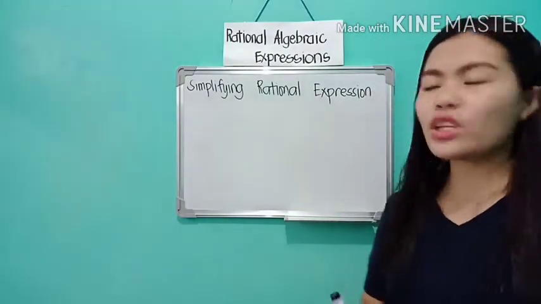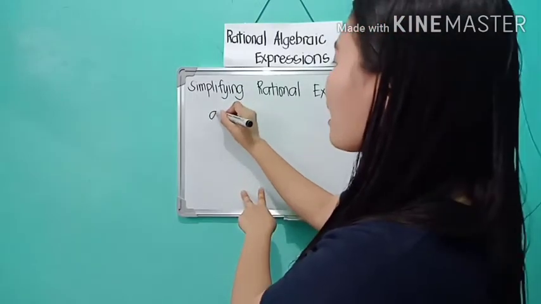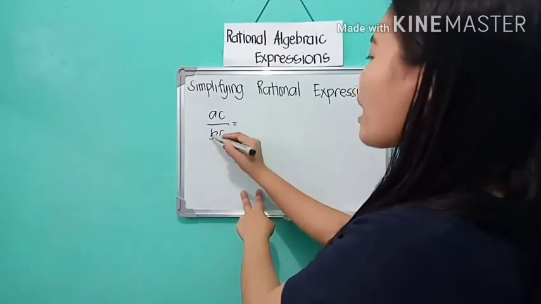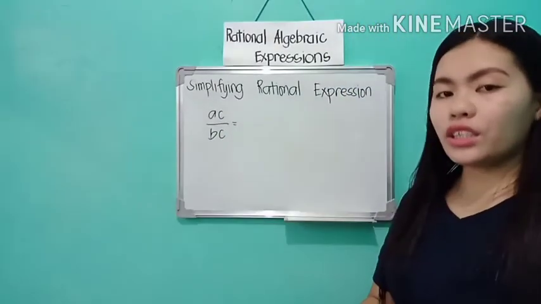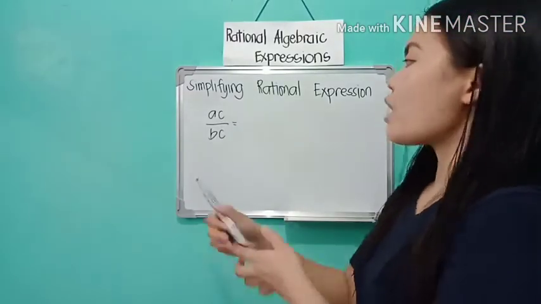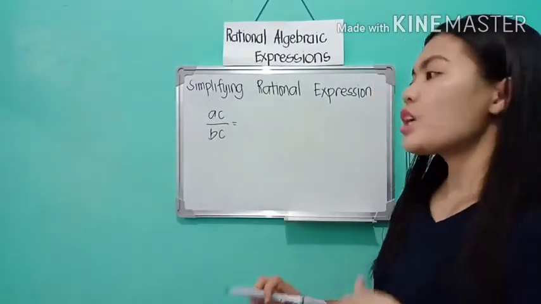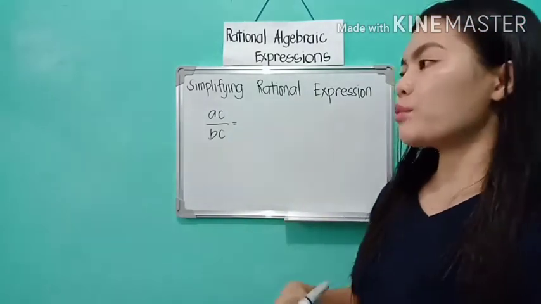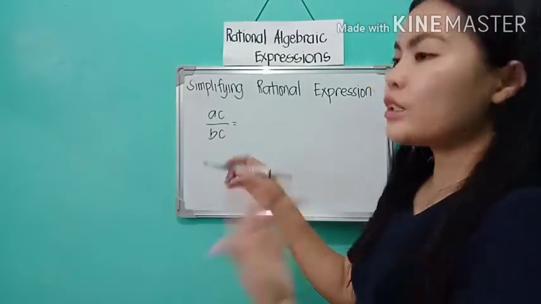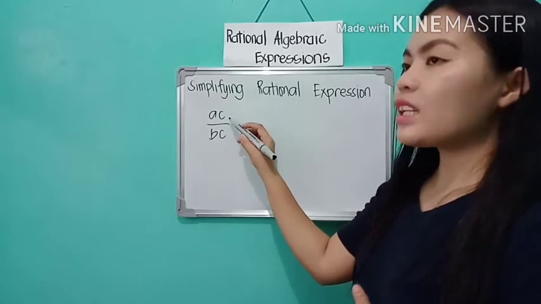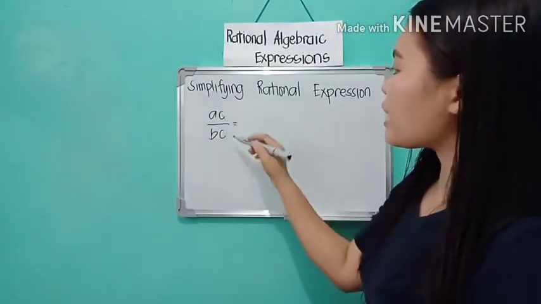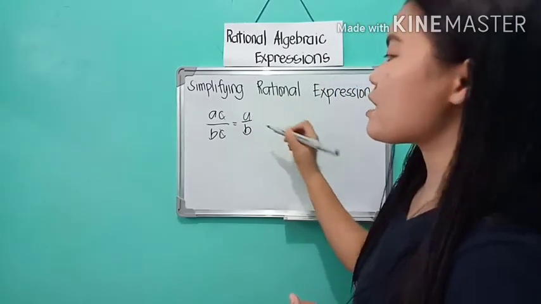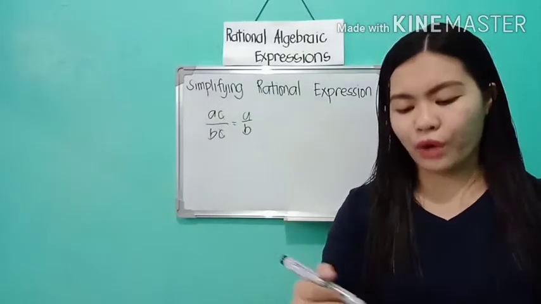So in simplifying fractions in the form AC over BC, the C here is the greatest common factor of the numerator and denominator. To get the simplified fraction, or the lowest term, or the simplest form of the fraction, just cancel or divide the greatest common factor. So let's cancel that one, and we have here A over B. So this is now the quotient of our fractions.